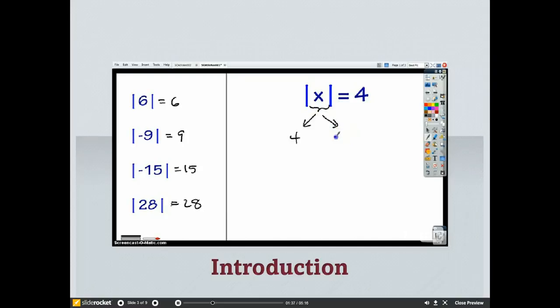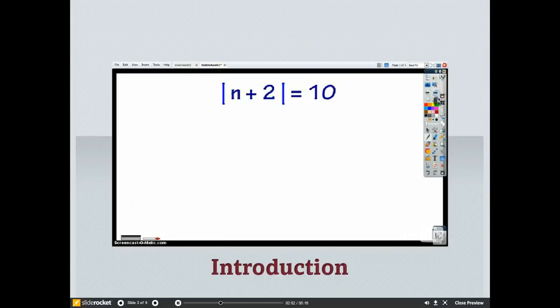It could also be negative 4. Because when I put negative 4 in place of x, the absolute value of negative 4 is 4. So in this, essentially I get two different answers, the positive version of 4 and a negative version, negative 4. And x could be either of those. So x could be 4 or x could be negative 4.